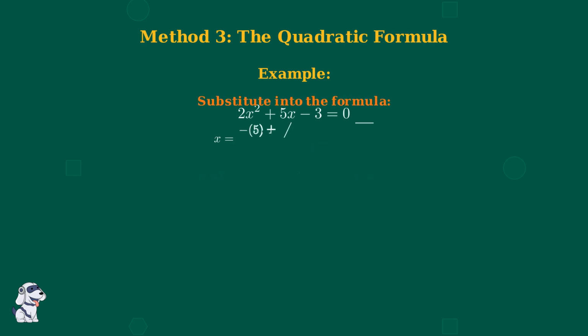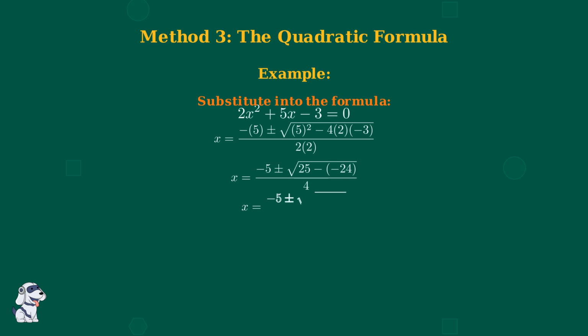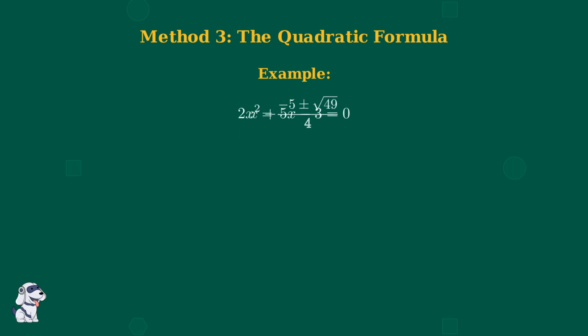Now we substitute our values into the quadratic formula. X equals negative 5 plus or minus the square root of 5 squared minus 4 times 2 times negative 3, all divided by 2 times 2. Let's simplify step by step. 5 squared equals 25, and 4 times 2 times negative 3 equals negative 24. Negative times negative 24 becomes positive 24, so we have 25 plus 24. 25 plus 24 equals 49, and the square root of 49 is 7. So we have x equals negative 5 plus or minus 7, all divided by 4.